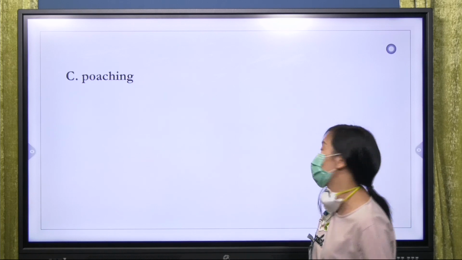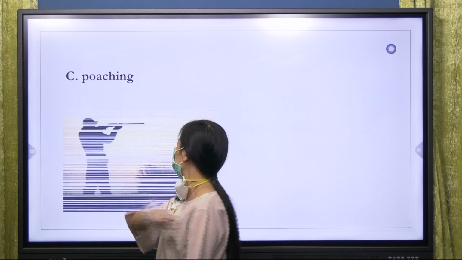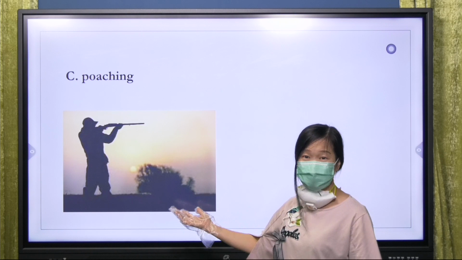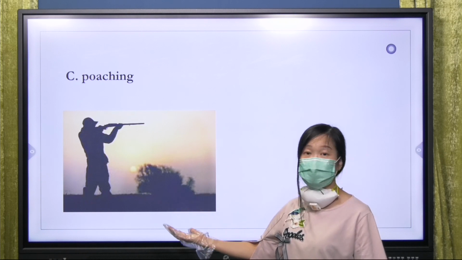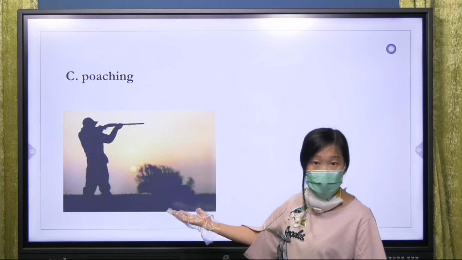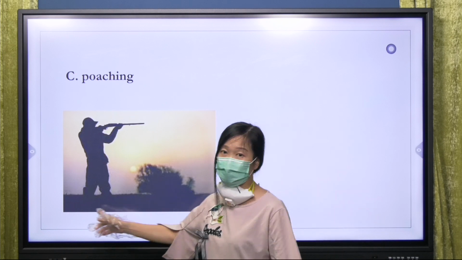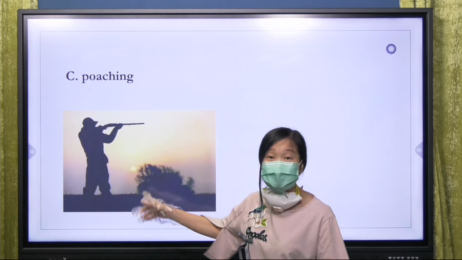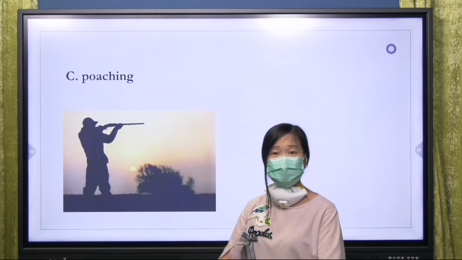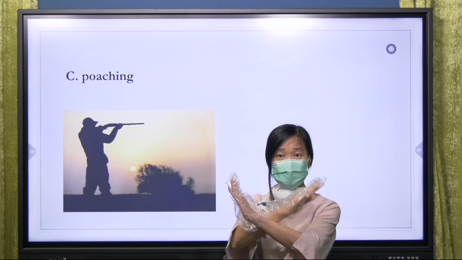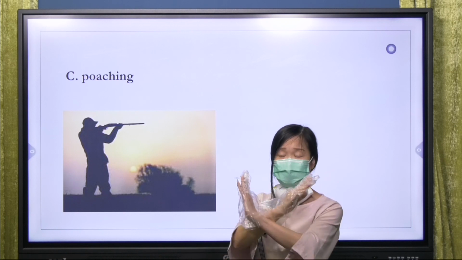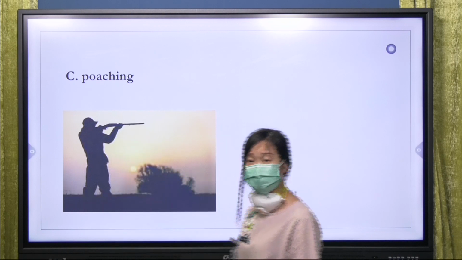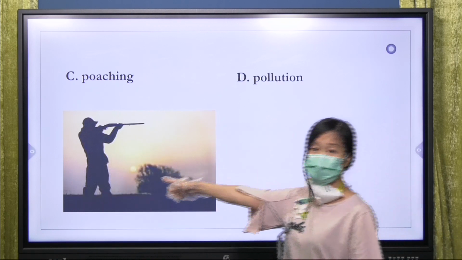And number C. Poaching. What is poaching? Poaching is another word for hunting. People who kill animals for the skin, the fur, the bones, like the elephants. And poaching, I say, is very bad because it's not only hunting, but it is illegal hunting. Illegal means the government does not permit it, it's a no, right? The government does not permit people to kill some kinds of animals, but they still do it. That is poaching. And these are poachers.